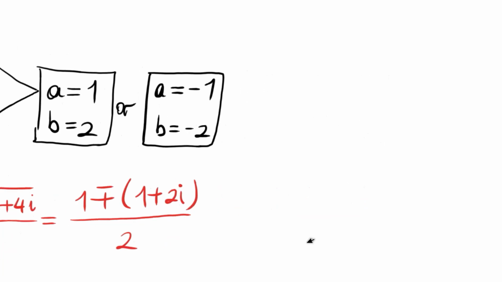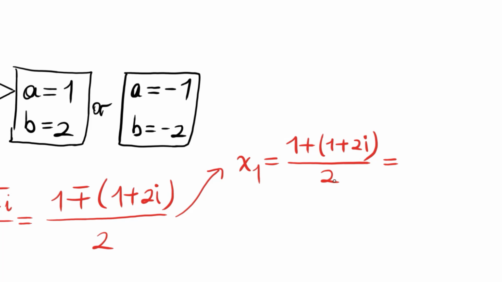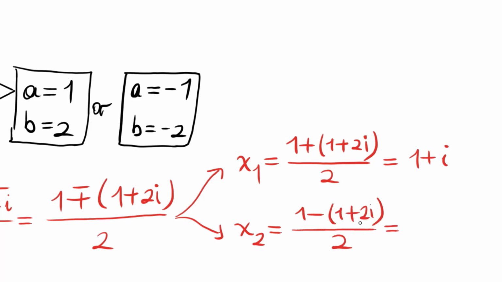This is the solution. Let's write this way, x1 is 1 plus 2i divided by 2. This is 2 plus 2i divided by 2. So cancelling by 2, the first root is 1 plus i. And the second is 1 minus 1 plus 2i divided by 2. And distributing this minus sign, we will have negative 2i divided by 2. So negative i is our second root.